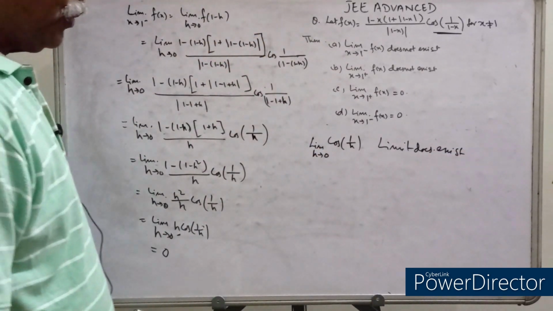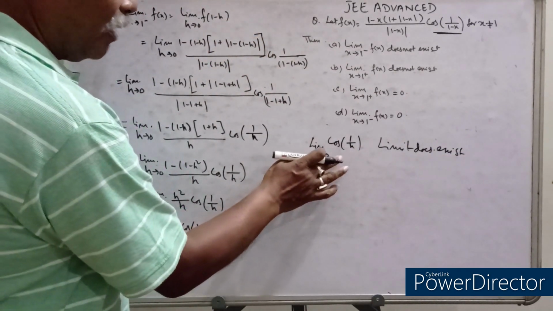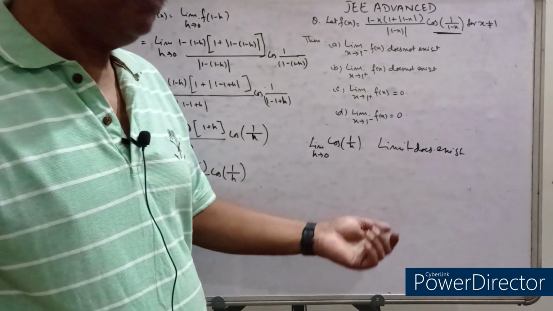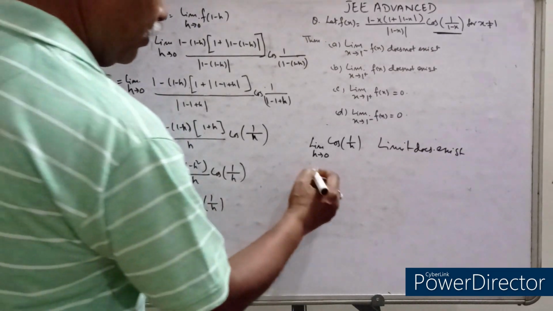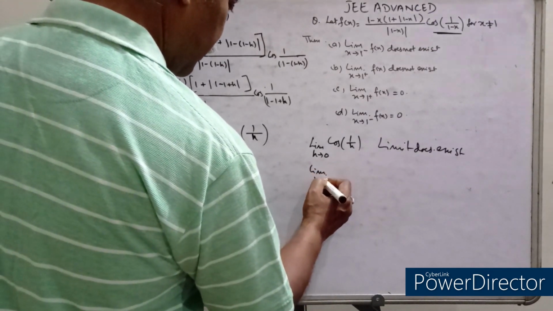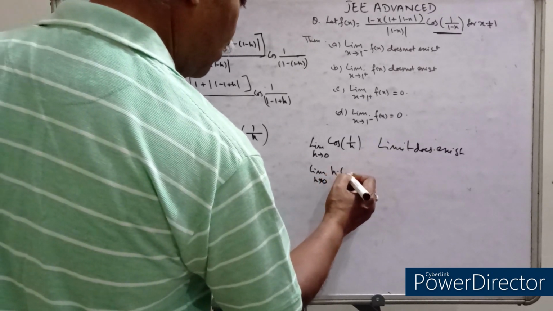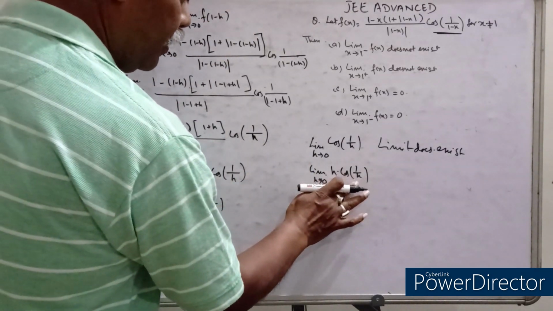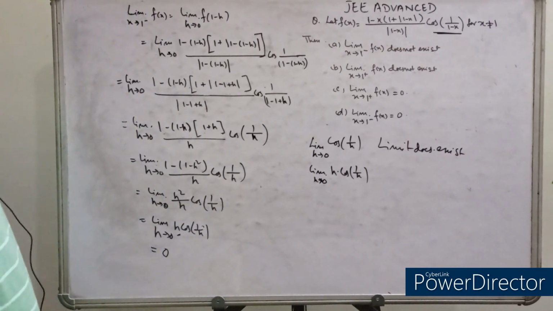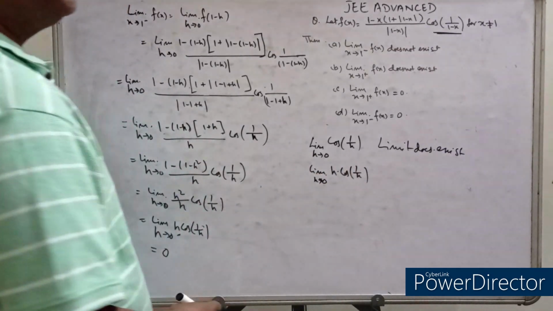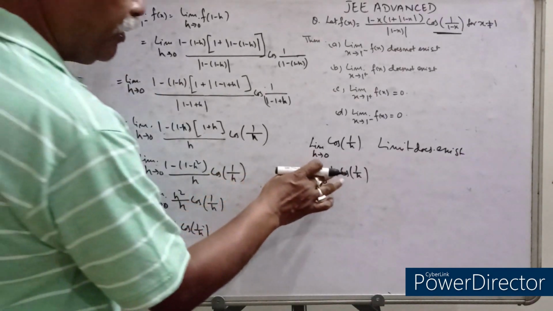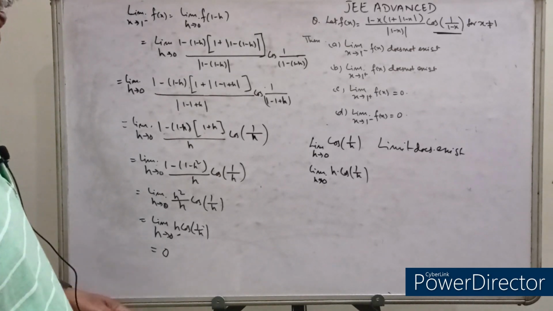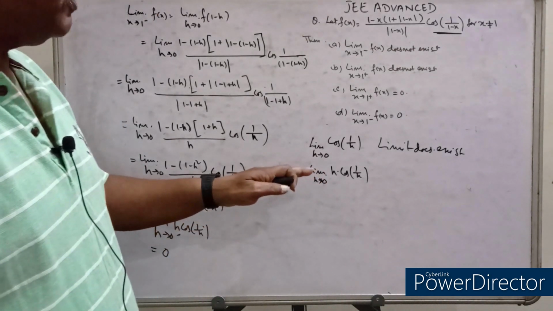See, if your last result comes out like this, then you can't give any decision. When you can't give any decision, that means the limit does not exist. But here your last result is h into cos 1 by h. Here we give the importance to h, because when h becomes 0, 0 into anything is 0. So in that case, we give the importance to h. So here your answer will be 0. I think it is clear to you. So I have explained it.